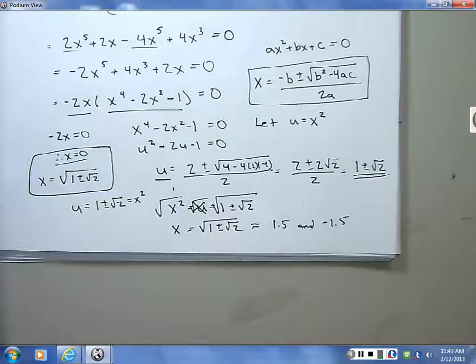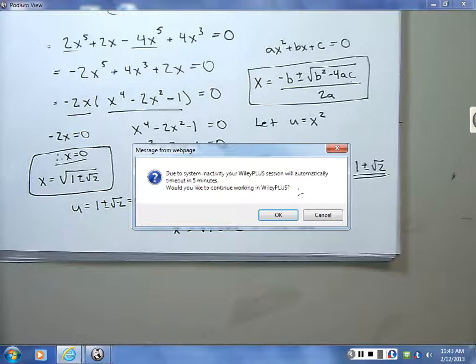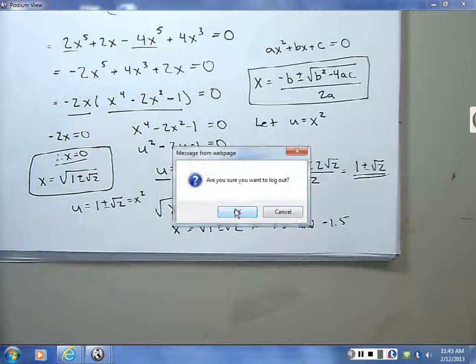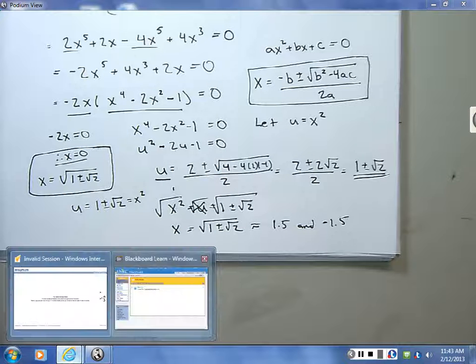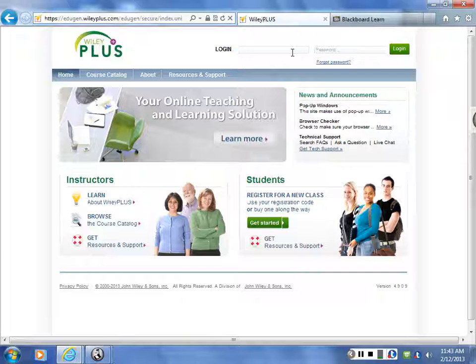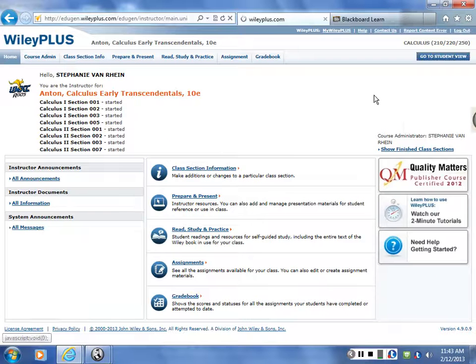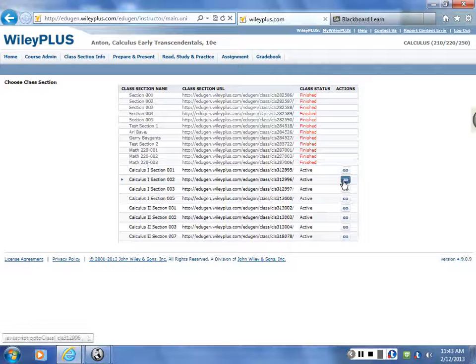Okay, so I want to give a chance to... Wiley always walks me out. Okay. Most of the problems in this section are pretty straightforward. I want to go over a few.